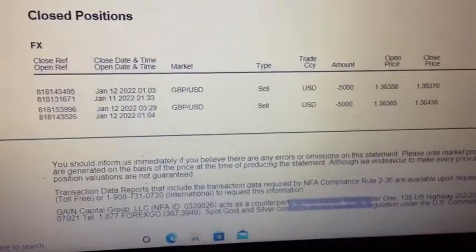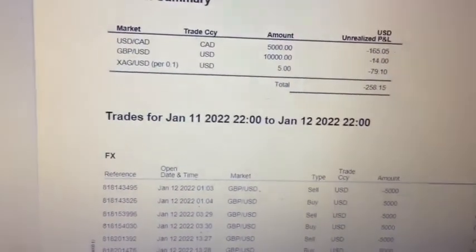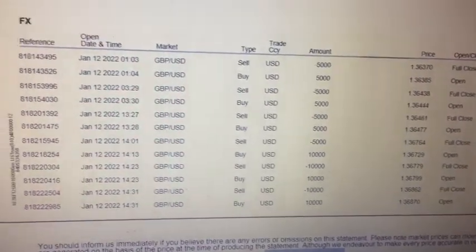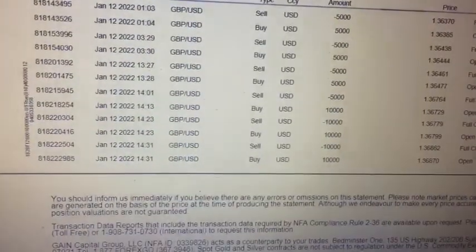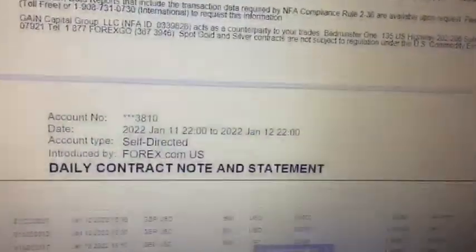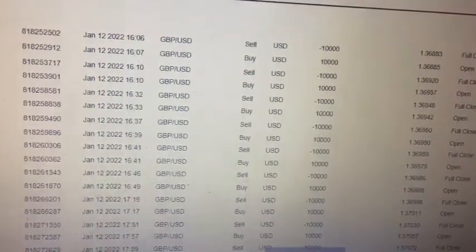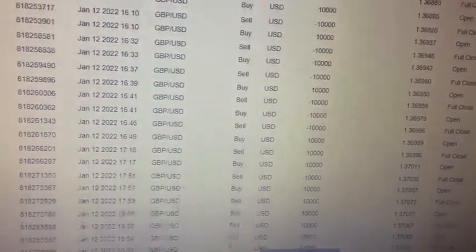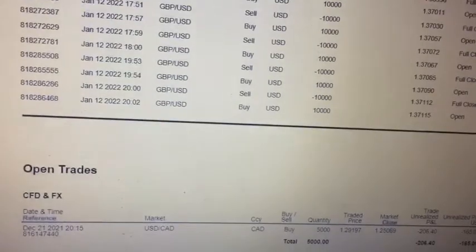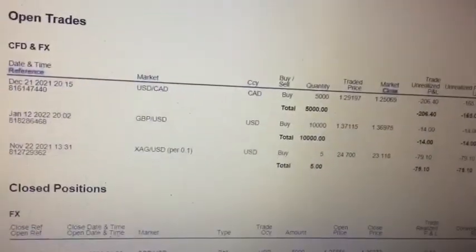This is my currency statement that I get. I get a daily statement of the currency pairs that I've been trading. You can see the price, where I bought it and where I sold it. This was January 12th, I guess yesterday. I closed out some trades, and that's basically just what you do when you trade currencies. You trade when it's profitable for you.